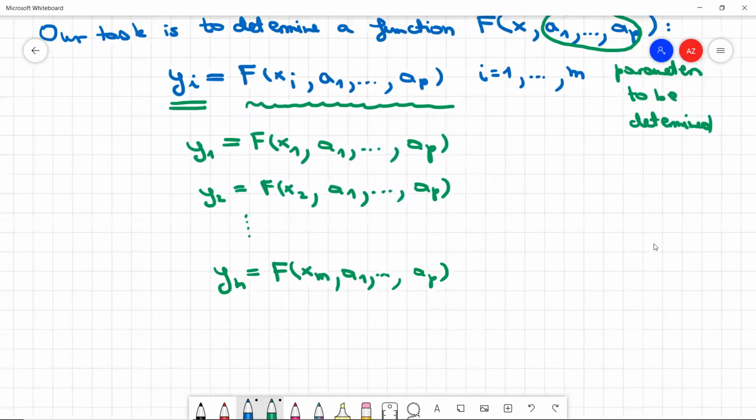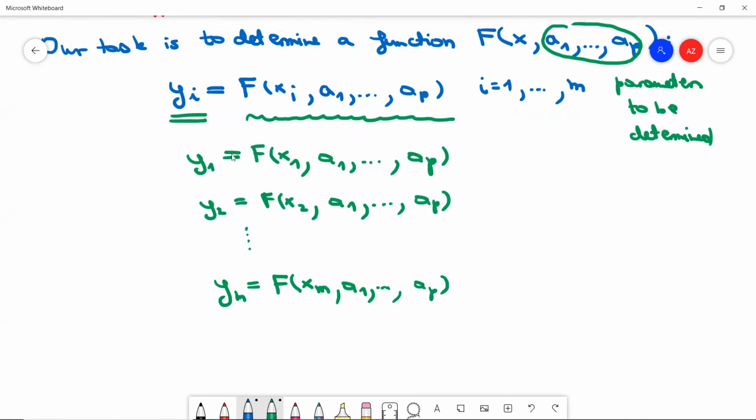Of course, if we have a lot of points and we would like to satisfy all those equations, then this function must be complicated enough. But we don't want this function to be too complicated. If you have 10 million points, then this function should have a lot of parameters A1 up to AP. But we limit the parameters to a sensible number, let's say 10 parameters. With only 10 parameters, you cannot expect the fitting to be done for all 10 million points. Therefore, we have to relax this problem a little bit.